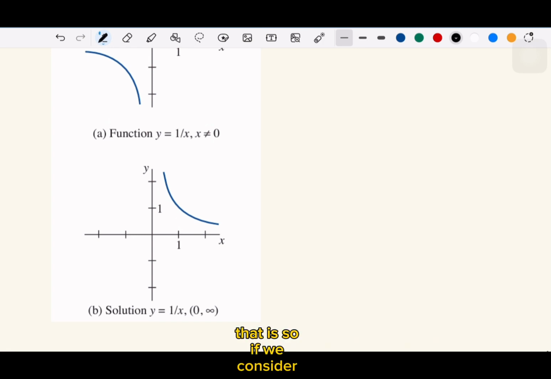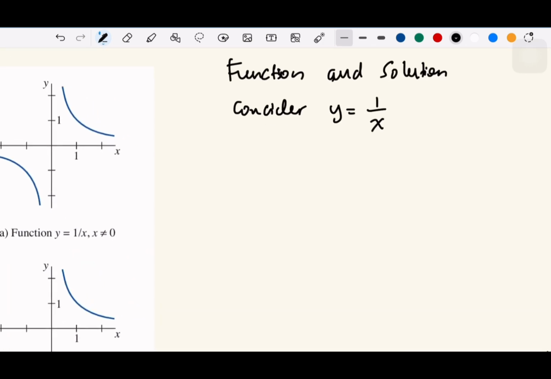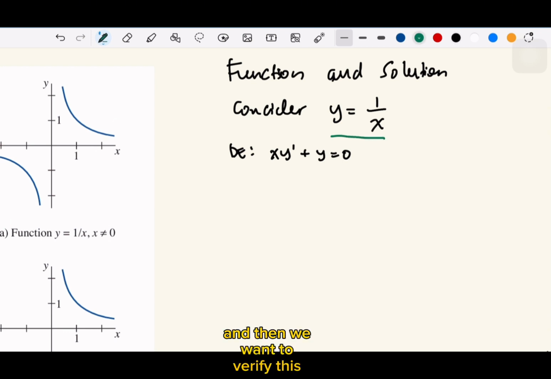So if we consider the differential equation, let's say x y prime plus y equals 0, and then we want to verify this as our solution, we can take that and try to differentiate this. How to differentiate? I think it's easy, right?